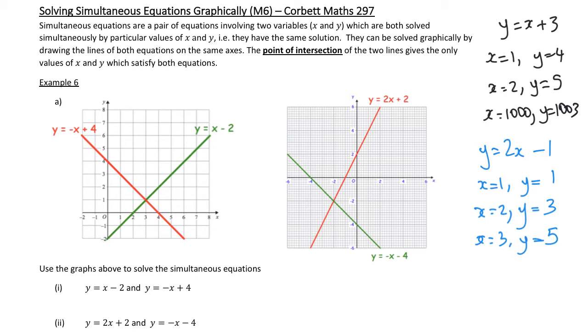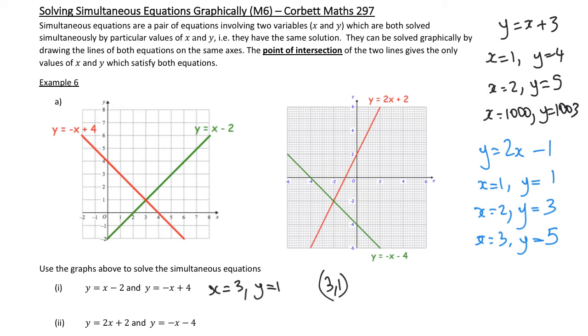So example 6, we can see that some have already been done for us. On part A, the lines y equals x minus 2 in green has been drawn, and y equals minus x plus 4 has been drawn. To solve the simultaneous equations, all we do is look at the point where the two lines meet, and we can see here that it's when x equals 3, y equals 1. We could give that as a coordinate, 3, 1.